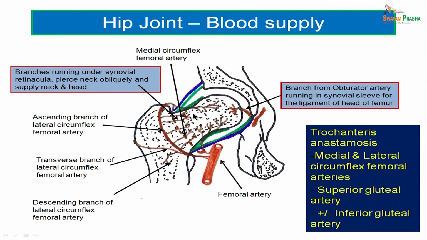So, the neck of the femur receives blood supply mostly from the medial circumflex femoral artery, and some branches come from the lateral circumflex femoral artery, and the head of the femur is supplemented with blood with a branch which is coming in from the obturator artery which runs in the synovial sleeve for the ligament of the head of the femur.